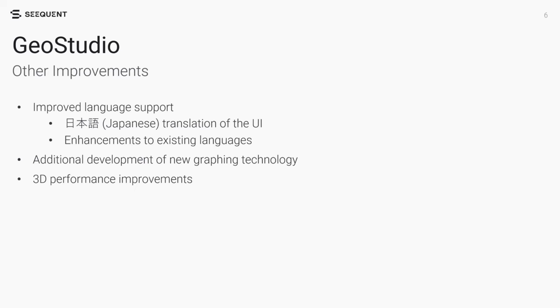Additional work was completed on the new graphing technology introduced in GeoStudio 2025.1. This work resolved previous bugs and enhances graphing performance. Finally, GeoStudio 2025.2 includes 3D performance improvements, which include resolving bugs associated with the 3D mesh view.